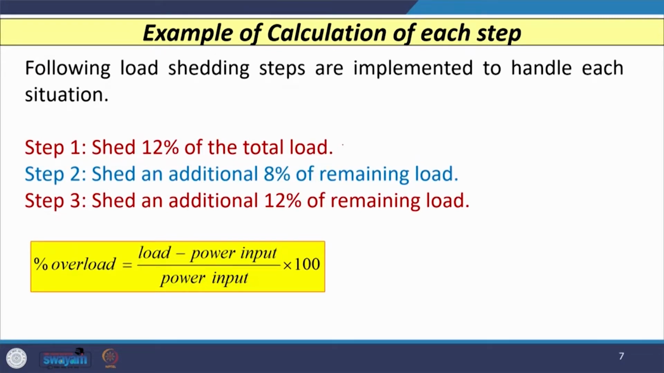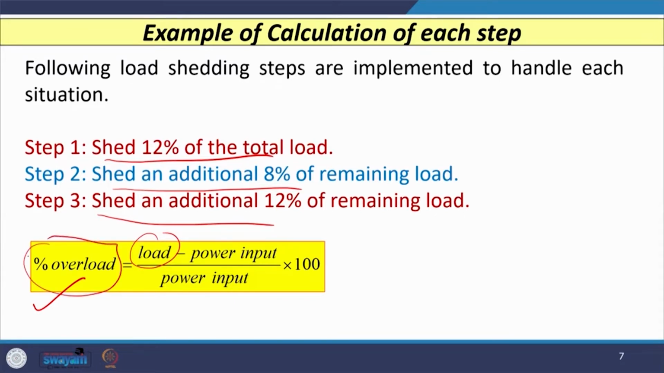In step 1 we have to shed 12% of the total load. In step 2 we have to shed an additional 8% of the remaining load, and in step 3 we have to shed an additional 12% of the remaining load. And in each step, step 1, step 2 and step 3, we can calculate the percentage of overload that is going to occur on the network using this equation, which is nothing but (load minus power input) divided by power input, multiplied by 100. So, you will get the overload in percentage.